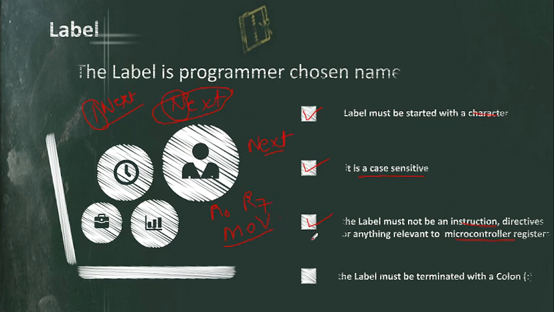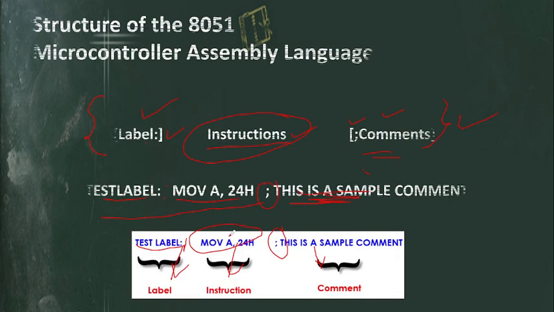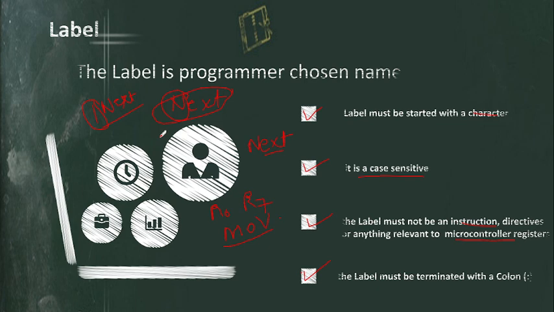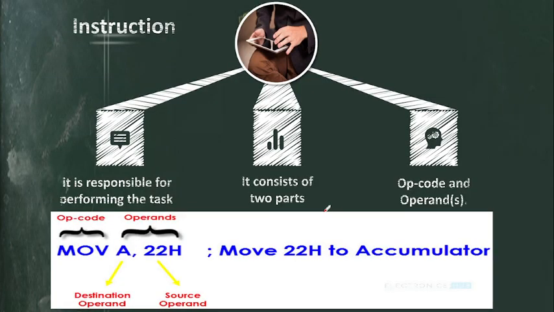And the last point is, the label must be terminated with a colon. That's what I told you. You can look at the previous slide here. It has been terminated with a colon. Here you can see the label, and it should be terminated with a colon. If not, it will be invalid. So while writing a label, you have to follow these 4 rules carefully. You will understand that when we start writing a program.